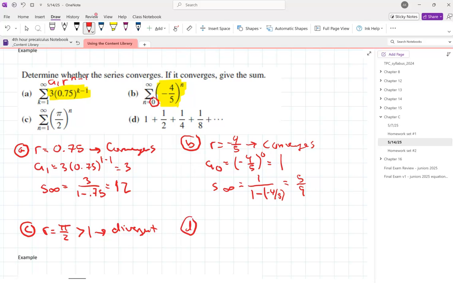Oh, nice, Mr. Kulik. If I look at D, now they didn't write this in summation notation, which is fine. So to figure out the r, I'm going to look to see if these are multiplied by a constant amount. They are. Each term is times 1/2, so the r is 1/2. That is between -1 and +1, so it's convergent. The first term is 1, so my sum is just 1 over 1 minus 1/2. So that's going to be 2.